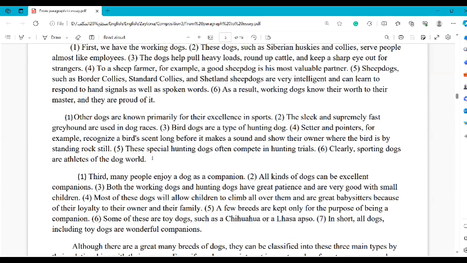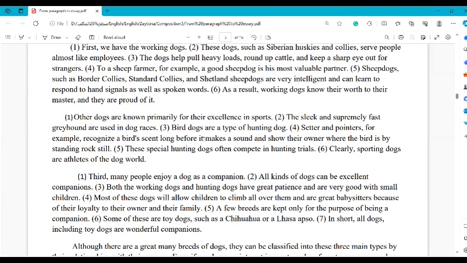Body paragraph number two. You remember the second relationship of the ducks with people? They are excellent in sports. You remember? The sleek and supremely fast greyhound are used in duck races. Bird ducks, the ducks that are used in hunting birds, are a type of hunting ducks.